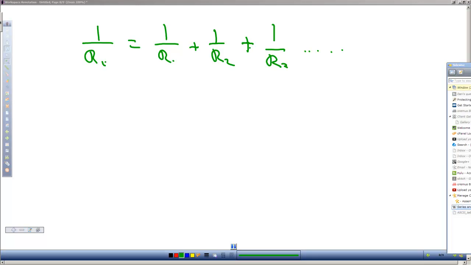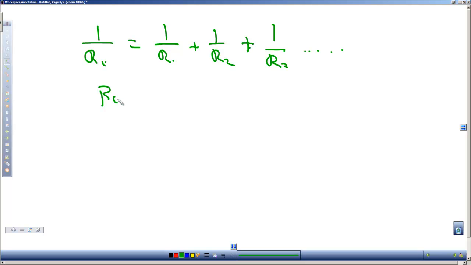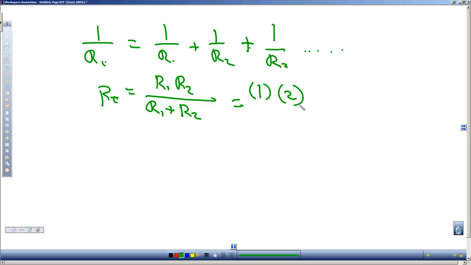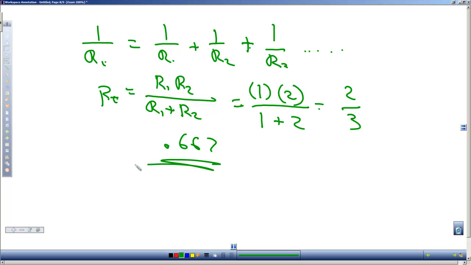If we have 2 resistors, R total is equal to R1 times R2 over R1 plus R2. And our resistors were 1 and 2 ohms, if I remember right, so that is 1 times 2 over 1 plus 2 ohms, and that would be 2 divided by 3, which is 2/3, which is 0.66. I think I wrote 0.667, it's 2/3, and that's another way to check it.